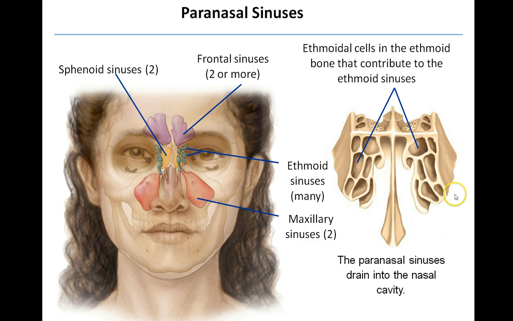Over here we have the ethmoid bone. You can see the air spaces here. The other thing you can see is the perpendicular plate that contributes to the nasal septum, and you can also see the conchae, the superior and middle conchae, which are formed by the ethmoid bone.